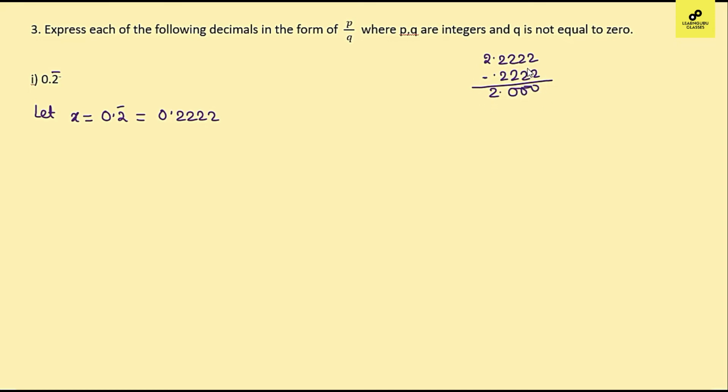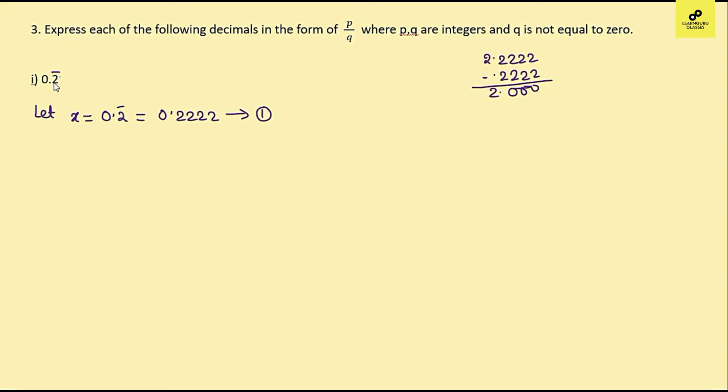So if it is 0 after the decimal, it will be easier or more convenient for us to convert it into a fraction. Okay, so let's see how it happens. Let x equal 0.2 bar, that is 0.2222, which we have written. Let us call it equation 1. Now one thing to note here is how many terms are repeated after the decimal. Only one term is repeated after the decimal.